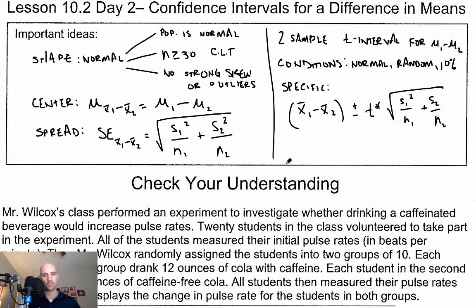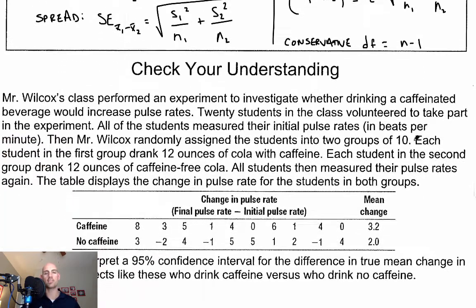All right. Now, where are we going to get this t star from? Well, t star comes from our degrees of freedom. For degrees of freedom, we want to be conservative, so we're going to go conservative. And as we've been doing, that's going to be our n minus 1. Let's look at an example of what this might look like.